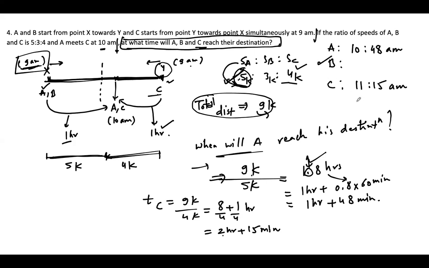Has anybody calculated the time taken by B? Distance divided by the speed of B. 3 hours. So 12 a.m. or 12 p.m.?